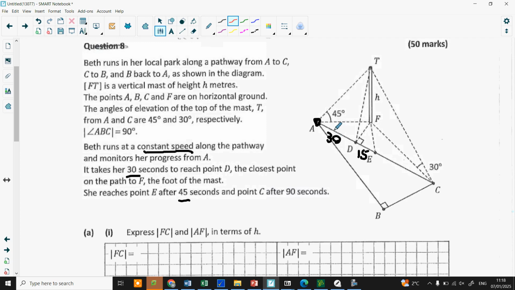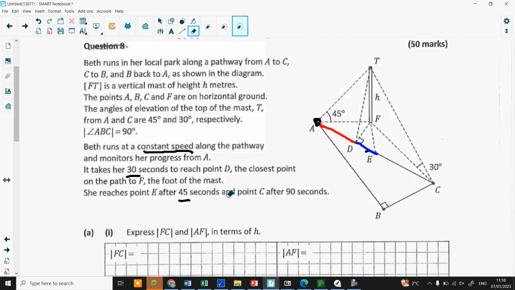Do you know what that means? It means that this red line is twice the distance of that blue line. That's what that means. Everybody got that? We're going to use that later on. Because it's twice the time, it also has to be twice the length because you're running at constant speed. Okay.